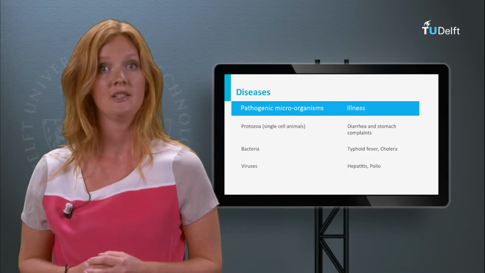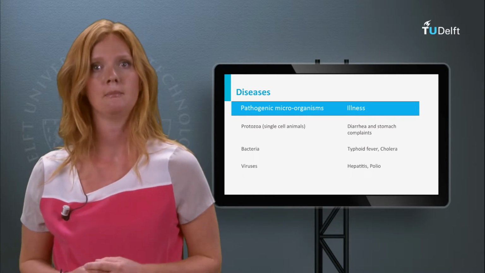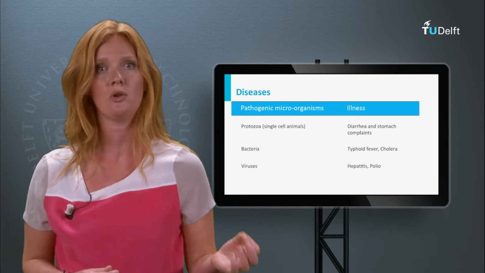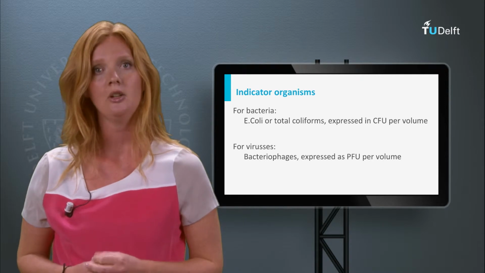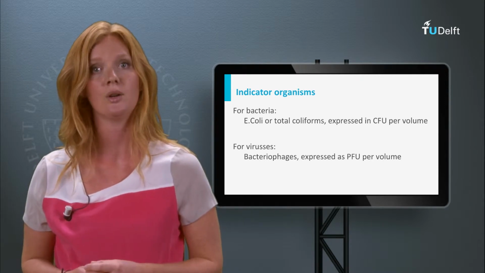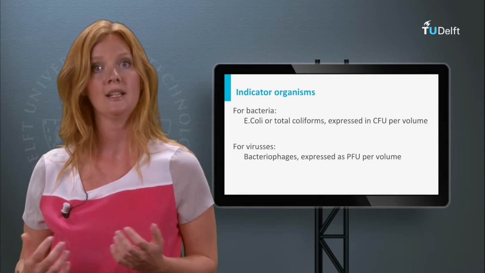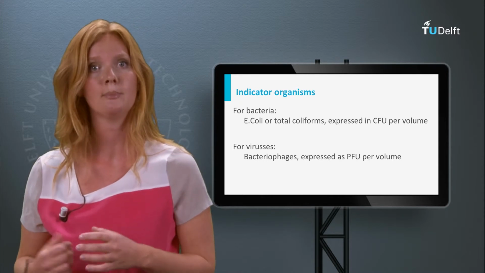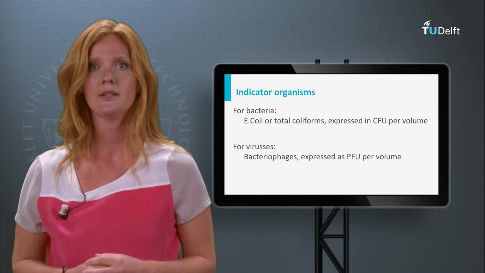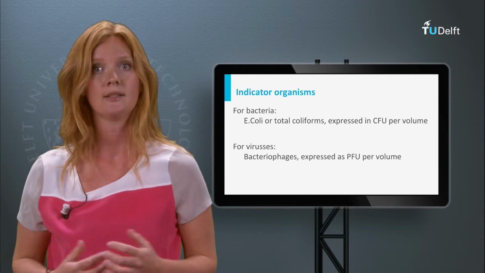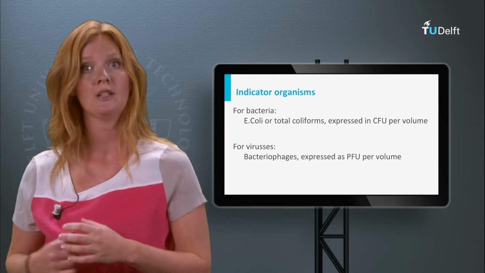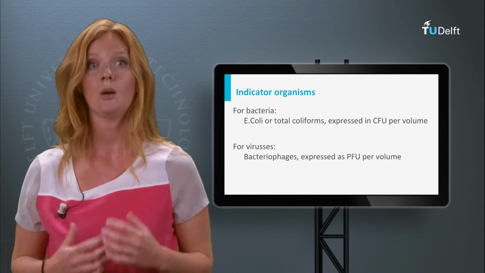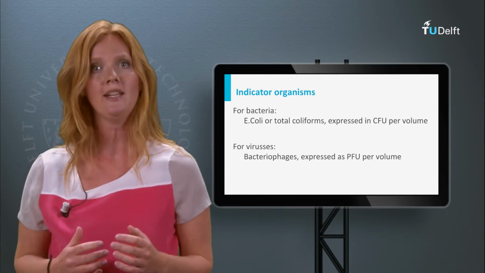There are analytical techniques to determine what pathogens are in your water, but for safety reasons it is preferred to measure indicator organisms and not the real disease-causing organisms. For bacteria, coliforms or E. coli are used as indicator organisms. They can also be found in human and animal feces, but can be more safely cultured and counted as colony-forming units per volume. For viruses, indicators are used called bacteriophages, which can be counted as plaque-forming units per volume. In the guideline of the World Health Organization, it is stated that when testing a 100 milliliter sample, no E. coli may be found.